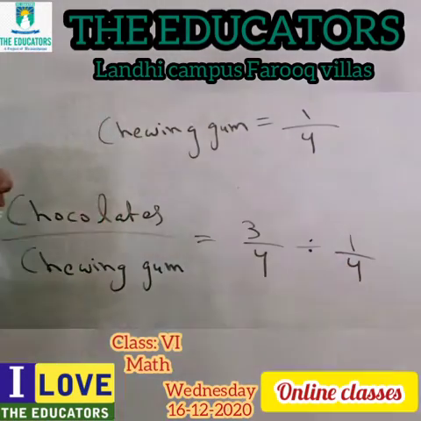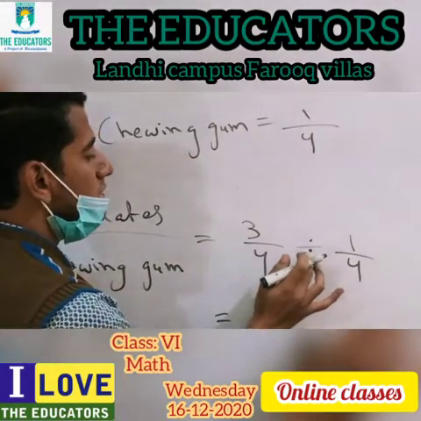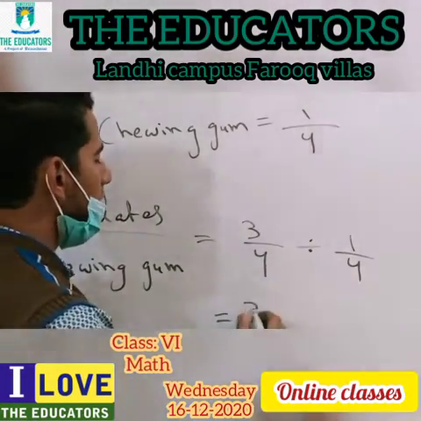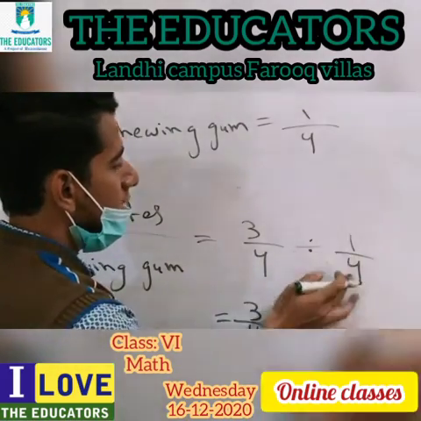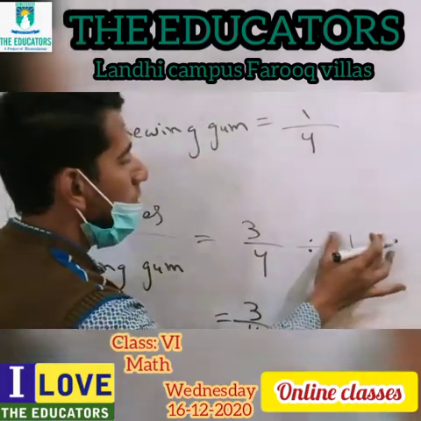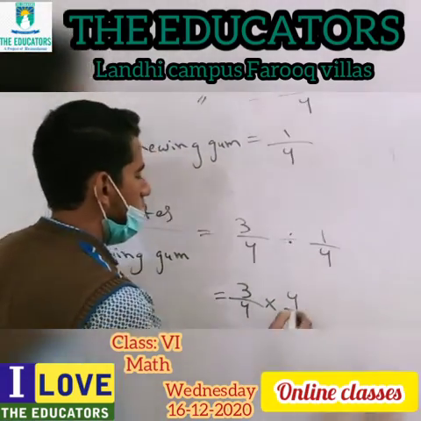Okay, now what? When we have to transform this sign of division into multiplication, what do we do? We shuffle these values. The downward value will come upward and the upward value will come downward. So that will be 4/1. So 4 and 4.